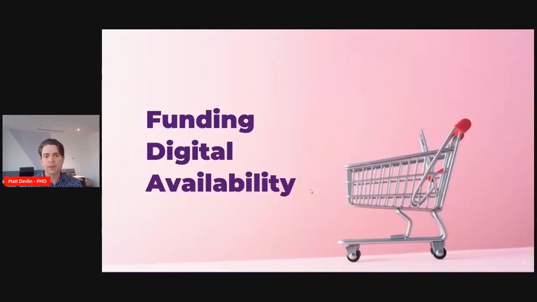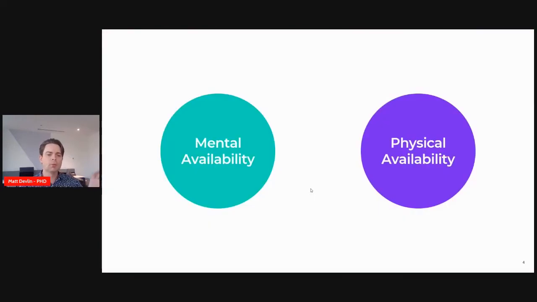So the first is funding digital availability. I'm sure that we are all involved in some form of putting brands out into the digital world with brand websites or presence on retailer websites and so on. Really, the notion of digital availability is to acknowledge the work of Byron Sharp and the Ehrenberg Bass Institute, and how there is mental availability, which we've just heard about from Jeff and Rachel. And then there's physical availability.